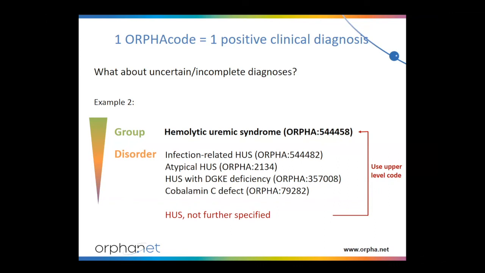The same can apply for disorders versus groups. You have a patient in whom the clinical manifestations of HUS were observed, but the known information does not allow you to determine what type of HUS it is yet. So you must use the code at the group level in this case, which will mean that the patient is awaiting a definitive diagnosis. And then the ORPHAcode can switch to the exact diagnosis at the disorder level.